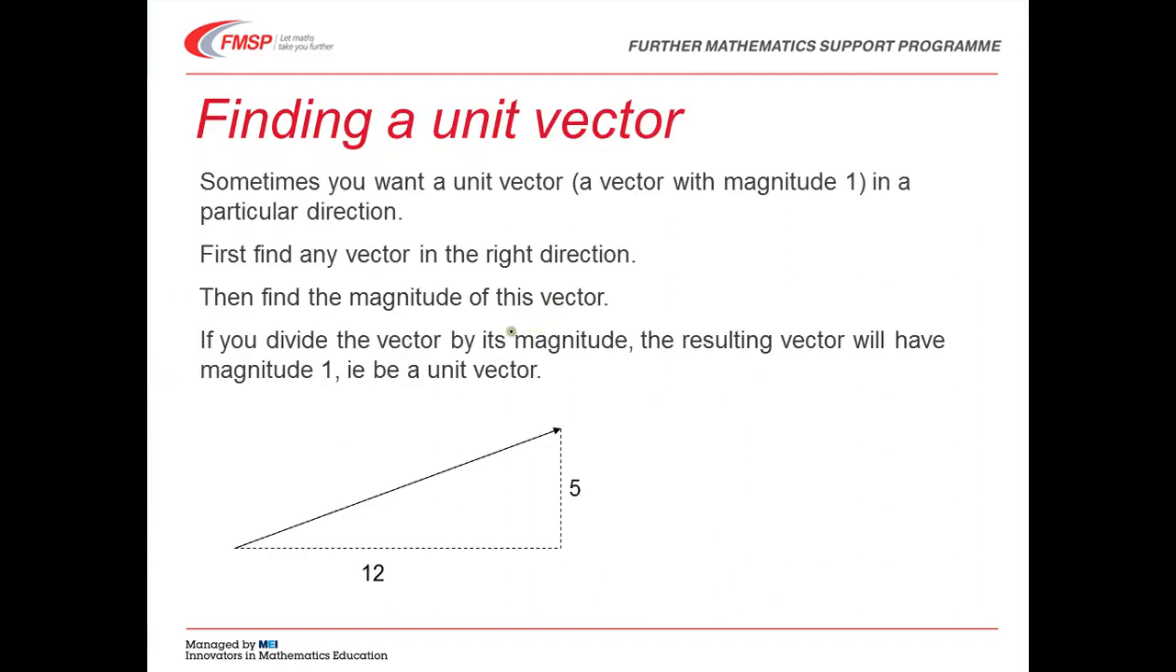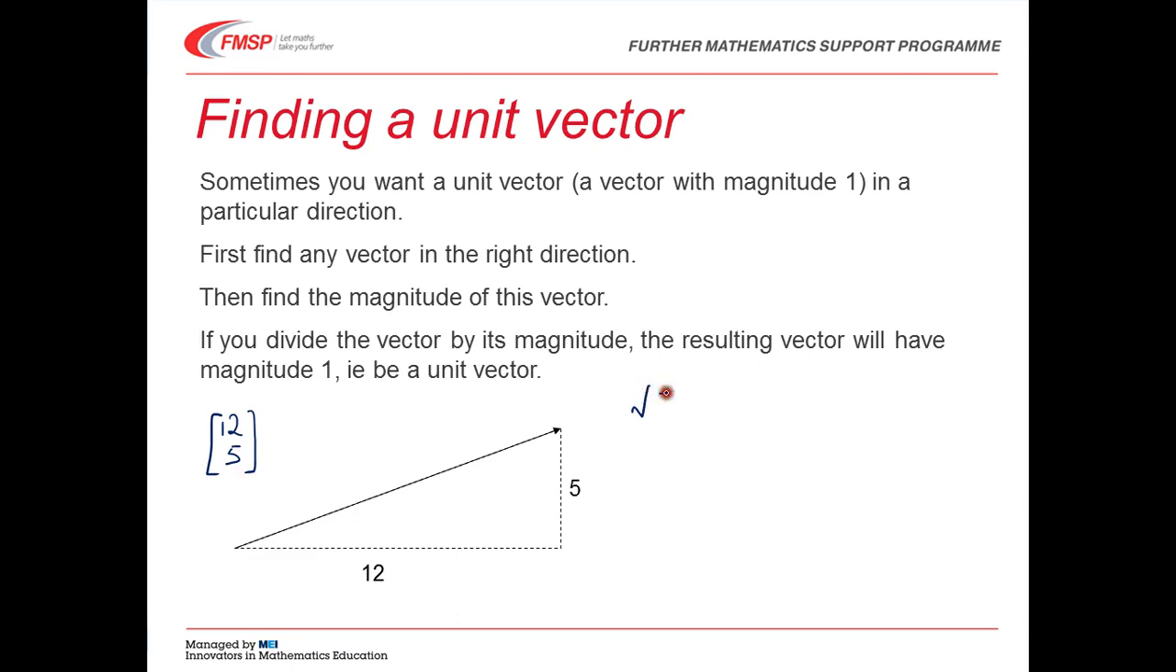Okay, sometimes you want a unit vector. That's just a vector which is of length 1. So to find a unit vector in a particular direction, start off with any vector in the right direction, find the magnitude of that vector, and then divide that vector by its magnitude, and the resulting vector will be the right size. Here we've got the vector (12, 5). So that's a vector in the correct direction.